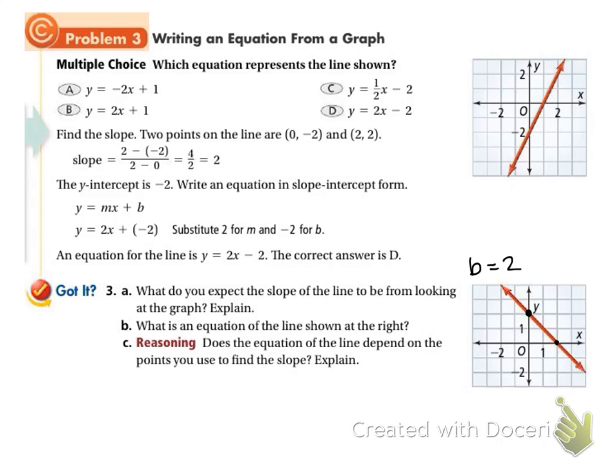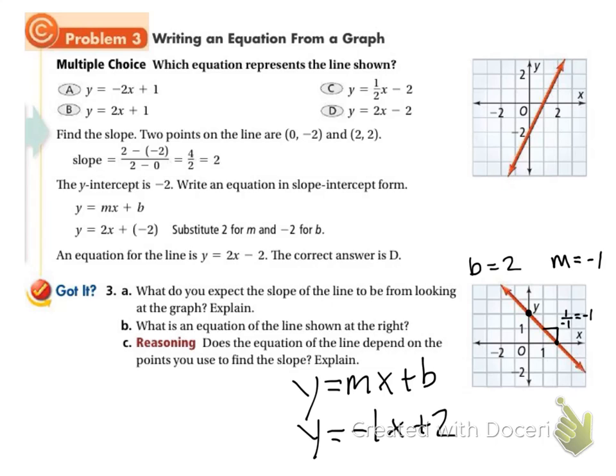So I'll start at an intersection, and I'll go up 1 over 1. So my slope is 1 over -1, which is just -1. So b equals 2 and m equals -1. And then I plug it into my equation. Y equals mx plus b. So y equals -1x plus 2.